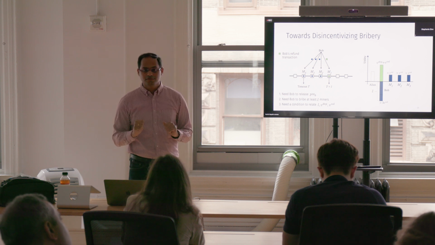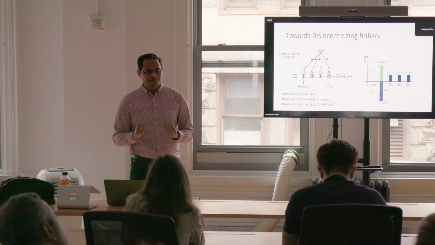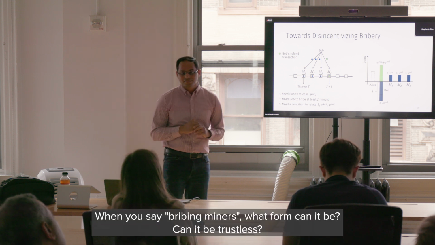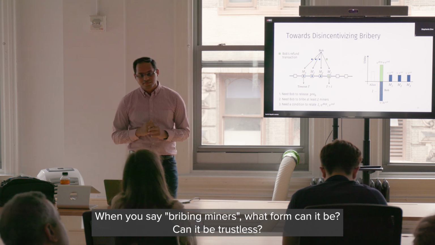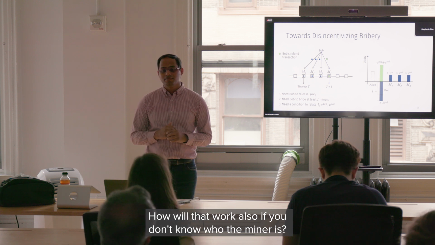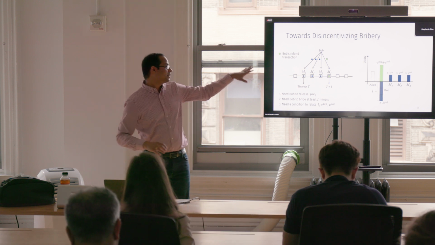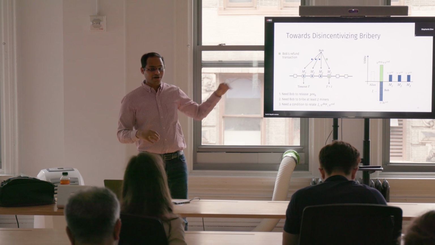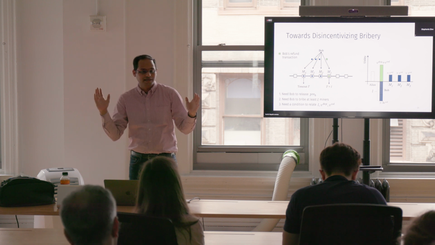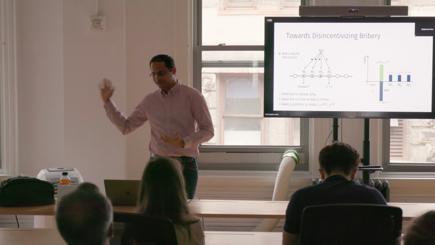Questions? Good question about bribing miners. When you say bribing miners, what form can it be? Can it be trustless? Or how will that work also if you don't know who the miners will be? That's a good question. So I think since I'm designing a mitigation system over here, I'm going to give Bob an ideal way to bribe. So let's say Bob has that, and despite that, I want to design a mechanism where it's not profitable for Bob. But I think we can discuss how these bribes can happen in more detail maybe after the talk.